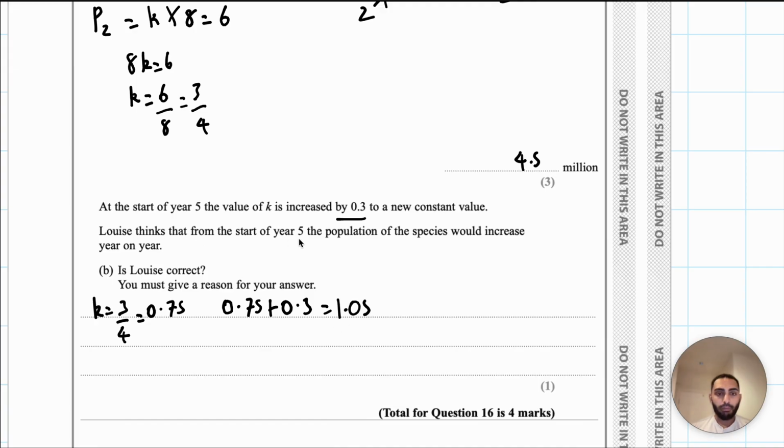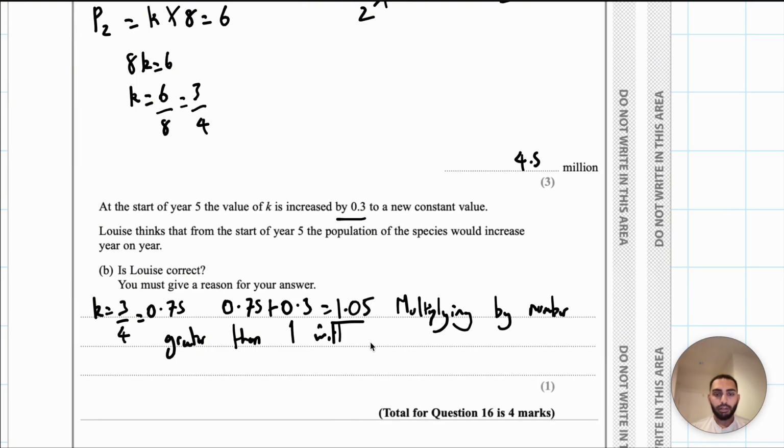Lewis thinks that from the start of year 5, the population of the species would increase year on year. So let's just think about when it was 0.75. Because it was less than 1, you're multiplying by a number less than 1, so the population would be getting smaller every single year. But this time you're multiplying by a number greater than 1. That means the population is going to increase every single year. So multiplying by a number greater than 1 will mean the population will increase.